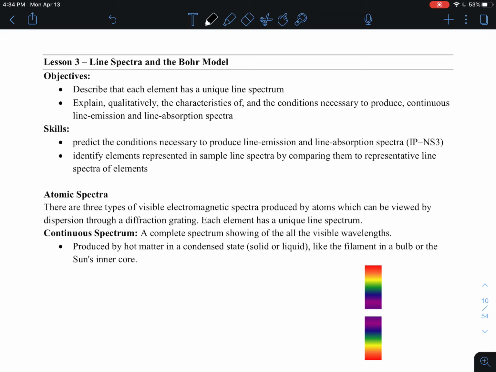Lesson 3, line spectra and the Bohr's model. In this case, we're going to be talking about a few different spectral lines. The first one is the continuous spectrum.